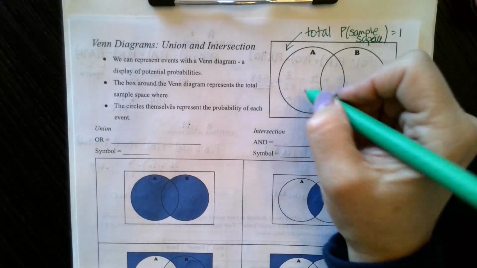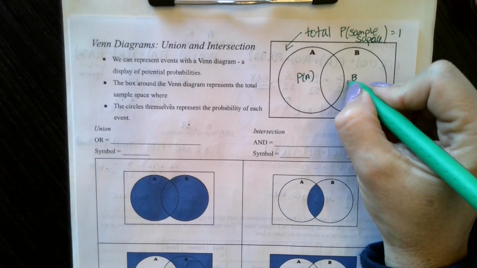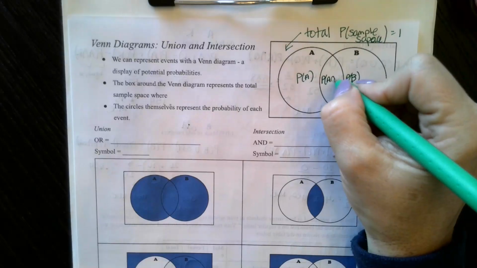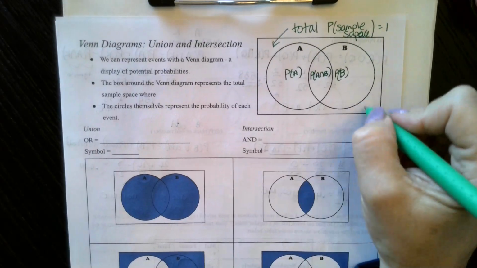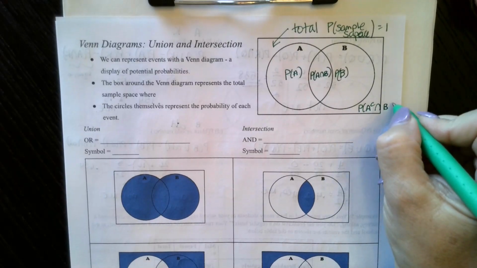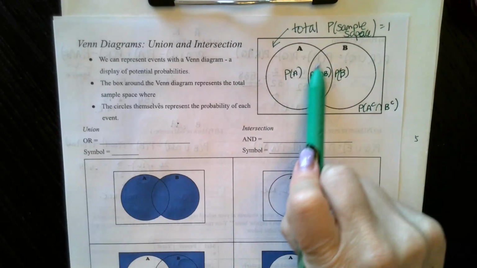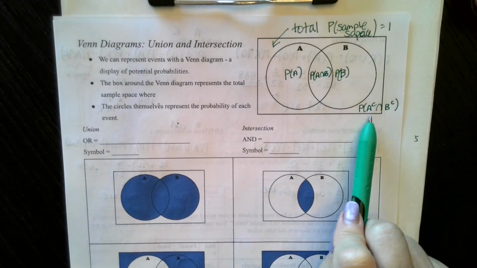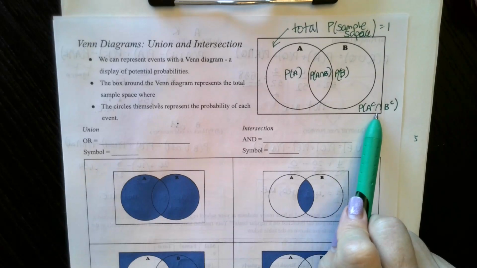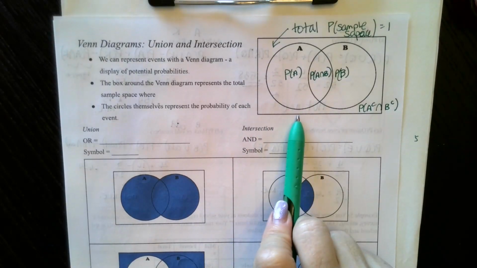So what happens is I'm going to have my probability here of A, and I'm going to have the probability here of B, and this is going to be the probability of A and B, and this is going to be the probability of not A and probability of not B. So A happens here, A and B is the overlap, and then this is the complement, probability of A complement, so not A and not B. Okay, and then we know that this entire sample space is going to equal 1.